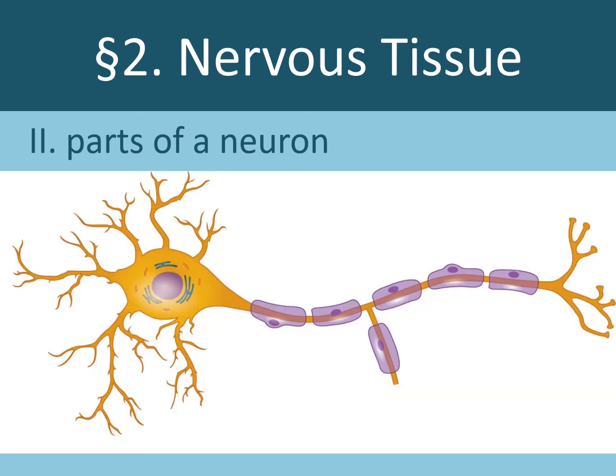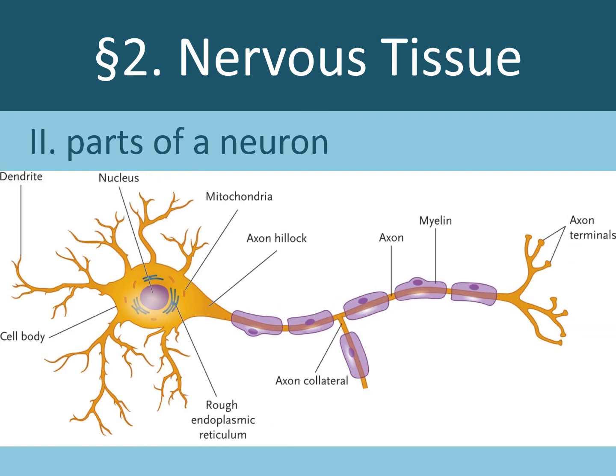This slide is meant to give you the opportunity to practice labeling the various parts of a neuron. In the next slide, we'll go over those parts. Here we have a neuron with all of its parts labeled.